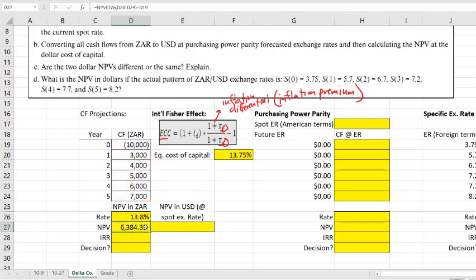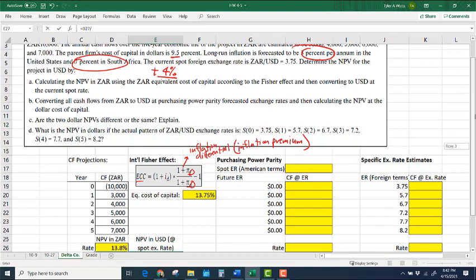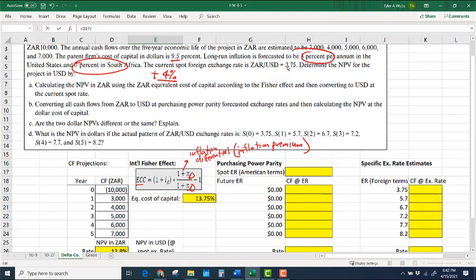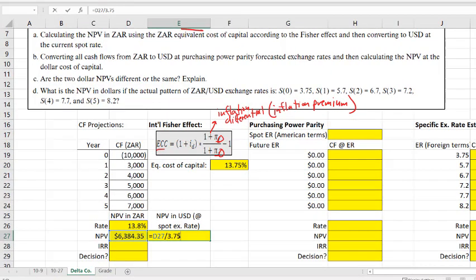Okay, so that gives us 6,384, and then we're going to convert that to US dollars at the spot exchange rate. So 6,384 Rand divided by the spot exchange rate, which, if I recall, was 3.75. Yeah, 3.75. You can see that's 3.75 Rand per dollar, so divide by 3.75. And there we go, $1,702.49 is the net present value. Maybe this is actually in millions, right? So it'd be $1.7 million or something.